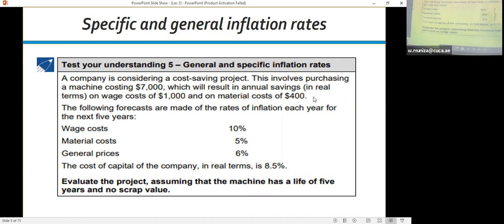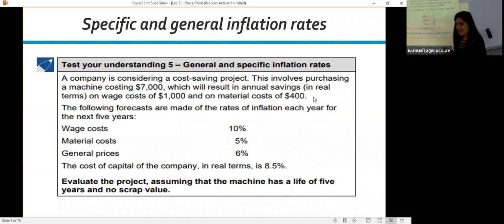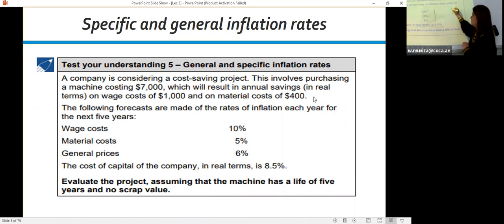You have to apply the discounting factor. Which discounting factor is going to be applied? 8.5%. It is in real terms. Yeah, we need to convert it into money rate because we are going according to the nominal method. So which formula are we going to use? 1 plus I is equal to 1 plus R into 1 plus H.